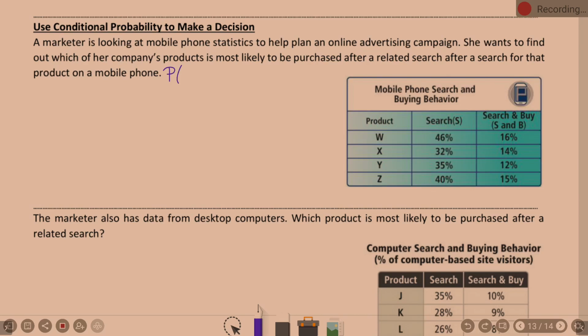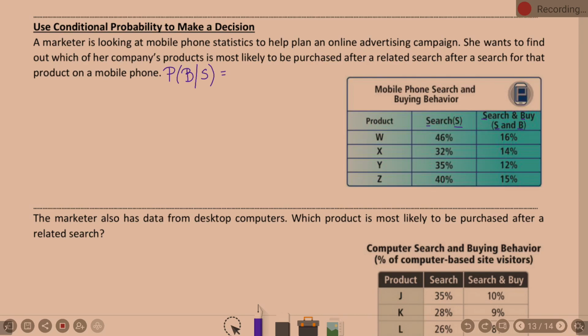So our conditional probability here, probability that you bought the phone given you searched it, okay? And they use S for search, and they use B for buy, okay? So up there that says purchase, so probability that you bought it given you searched it. Okay, set up our basic formula. We'll plug numbers in here in a little bit. What goes on top?